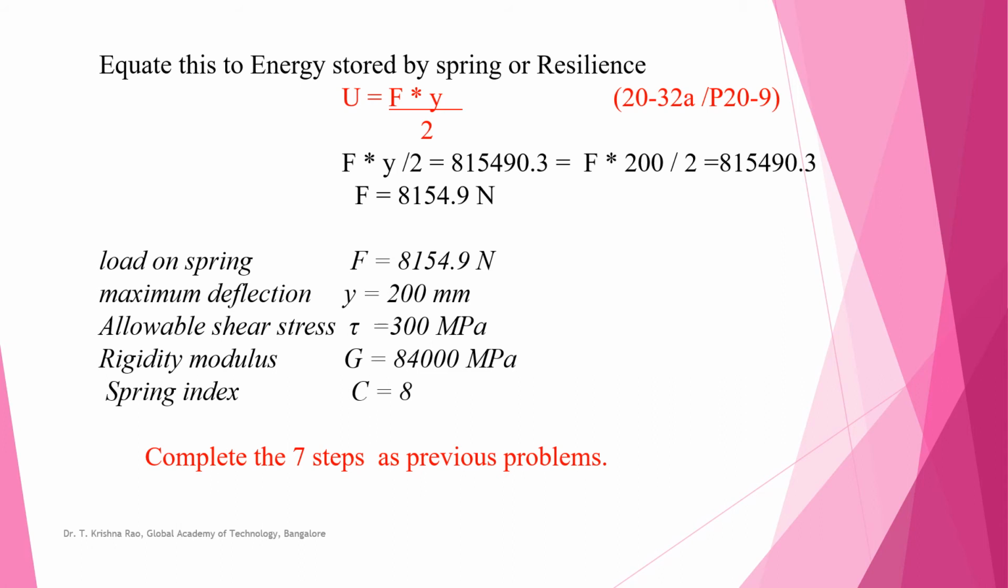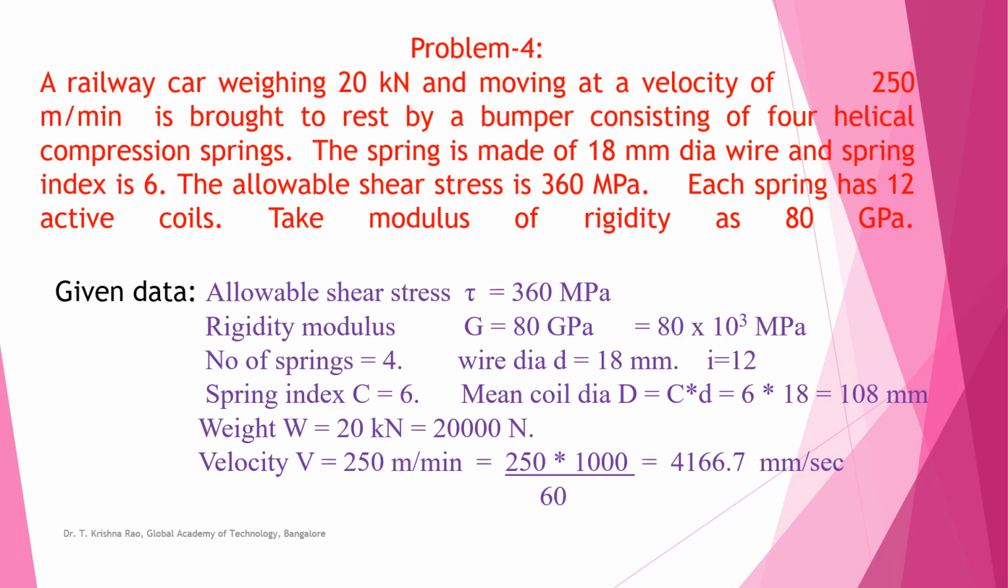Then step number 4, we find out the free length. In free length, we make a standard assumption that squared and ground ends, so small n equal to always 2. Then clearance A is 0.25 into y always. So we find out the free length. Then after that, pitch of coils, then stiffness, then length of wire required to manufacture the spring.